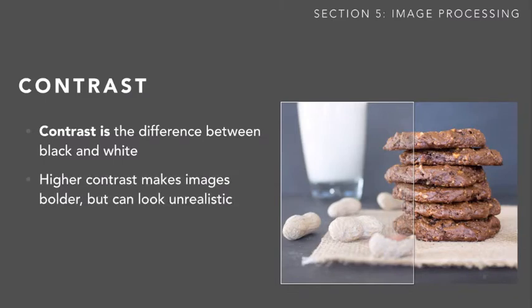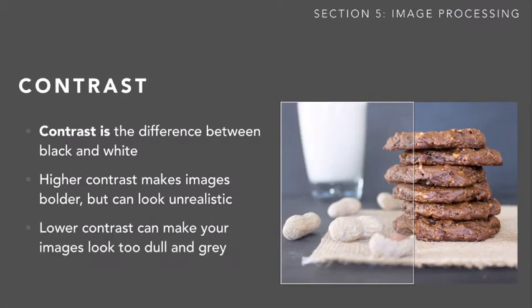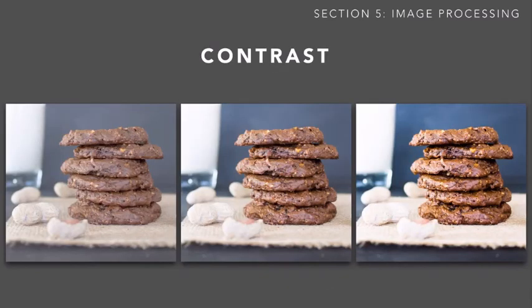So higher contrast does make your images look bolder, but they can start to look unrealistic if you go too far. But lower contrast, as you can see on the left-hand side of this picture, makes your images look very dull and gray because the blacks and the whites are not as extreme. They're both kind of merging towards a gray that looks kind of dingy. So here's an example of the three contrast extremes. We have the extremely low contrast on the left, a more natural and accurate contrast in the middle, and a way over contrasted image on the right.